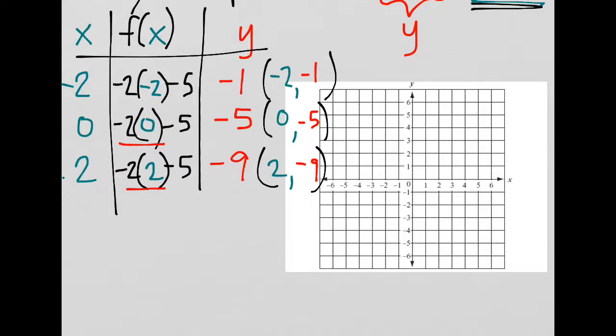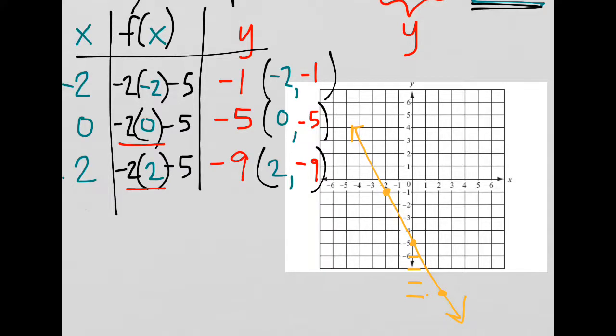Okay, so let's plot these points at negative 2, 1, negative 2, negative 1. At 0, negative 5. And then this is the one that I knew wasn't going to fit. So 6, 7, 8, 9. Let's just imagine that my point is right here. Okay? These are my 3 points. And then I can draw a line right down through there.